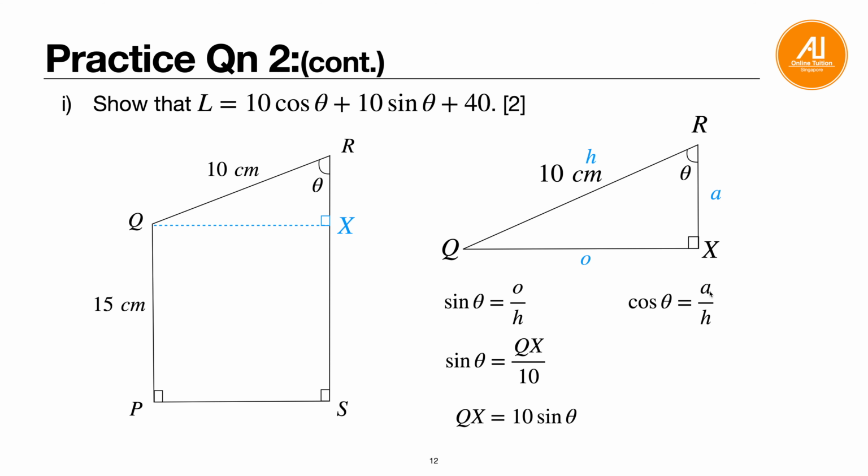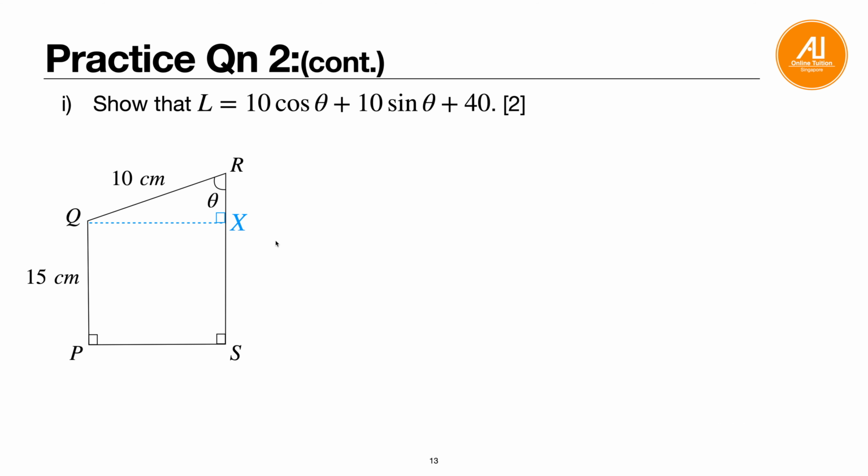CAH. So sub in your A, Rx, H is 10 as usual. Make Rx a subject: 10 cosine theta. Okay, so you have both sides already. Then you just need to add them up.